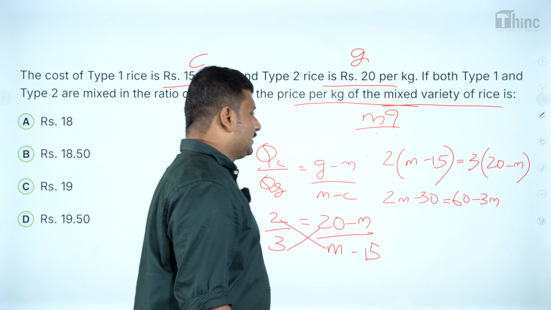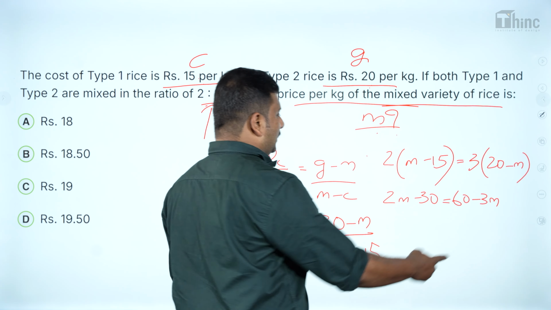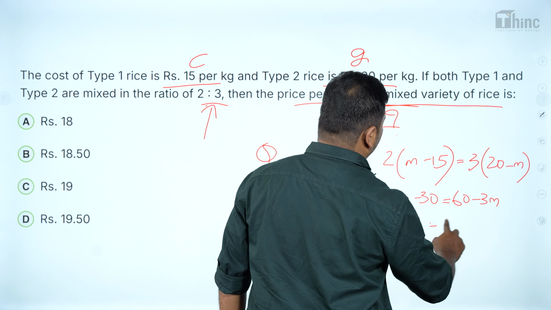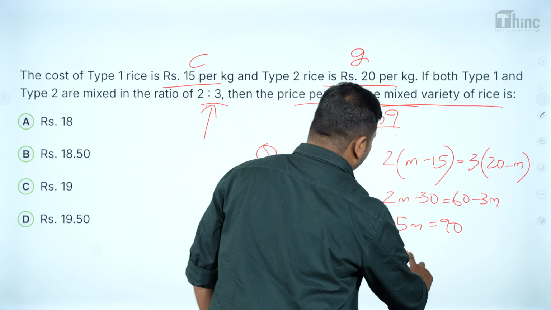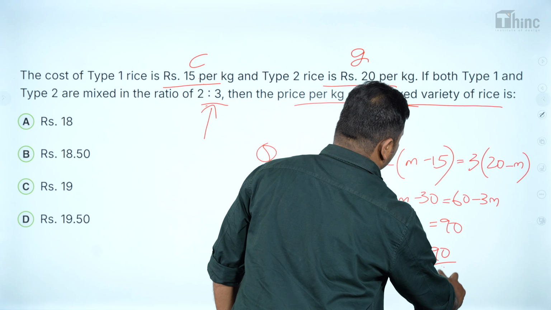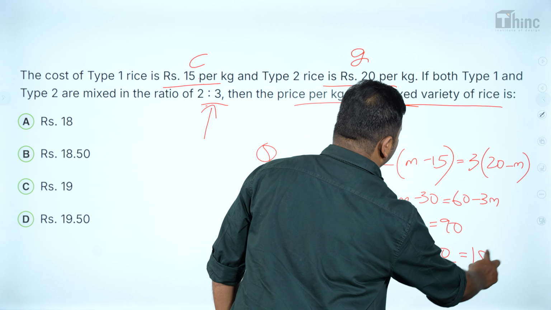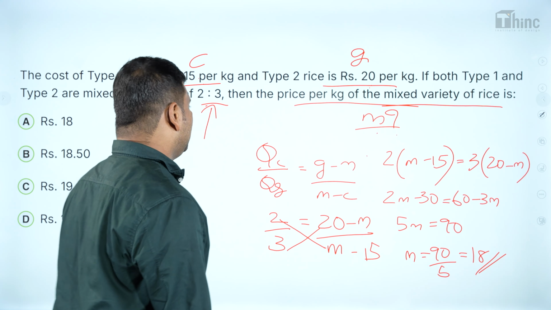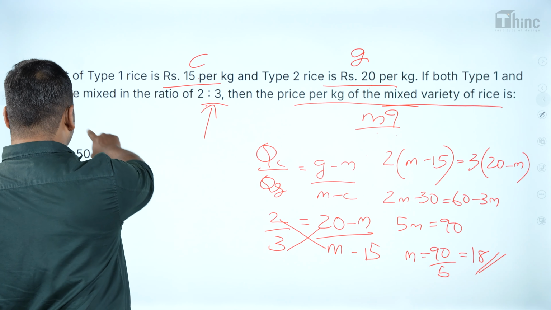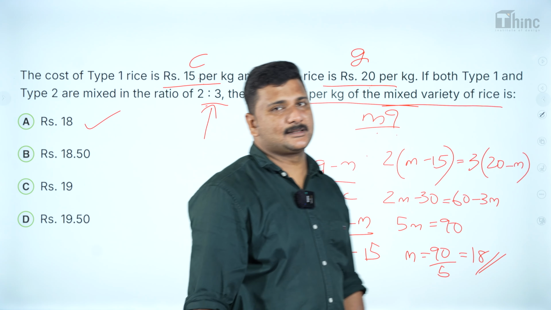Now let's keep m's to one side and numbers to one side. So what will we get? 5m equals 90. So what is m? Mean price is 90 by 5. So what is 90 by 5? 18, right? So mean price of the mixture is 18. So m value is 18. Option A, rupees 18 is going to be the correct answer.